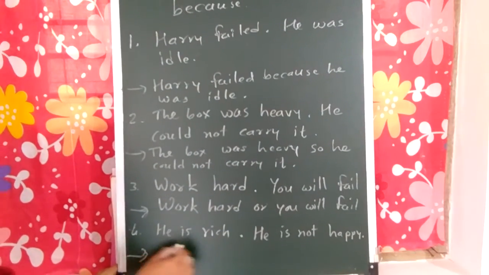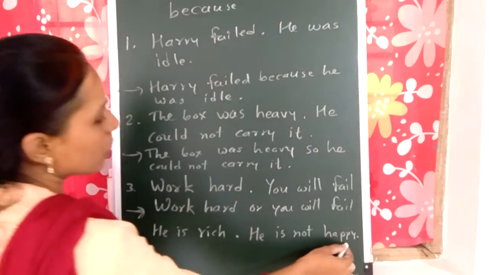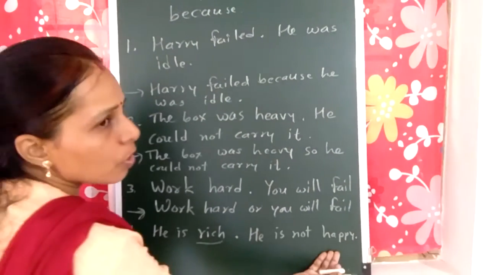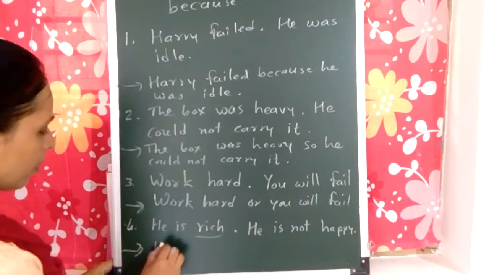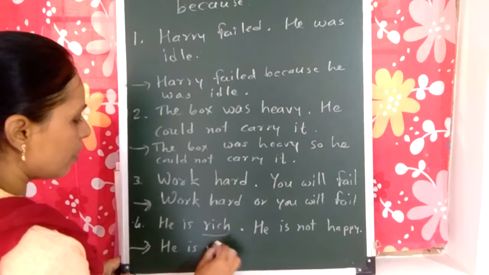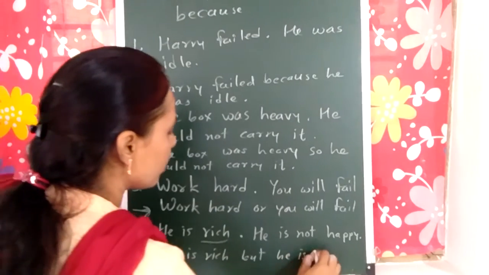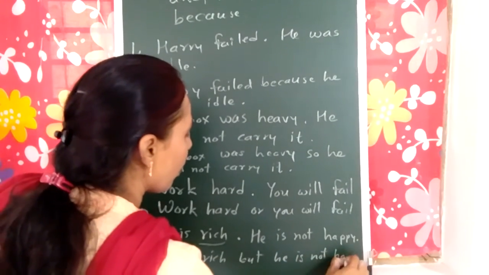Fourth sentence. He is rich. He is not happy. He is rich but not happy. He is rich but he is not happy.